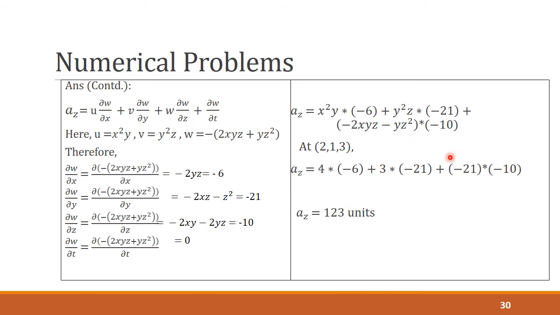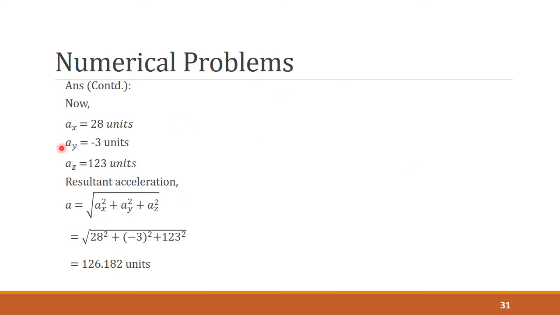So always this way is much more efficient corresponding to the previous ways in which we were multiplying polynomials. When we directly substitute and obtain the numerical values, the amount of multiplication involved reduces. So here we have ax, ay and az as 28 units, minus 3 units and 123 units. Resultant acceleration is square root of ax squared plus ay squared plus az squared. And on doing this operation, we end up getting the resultant acceleration as 126.182 units.